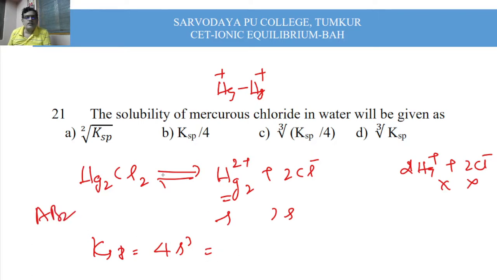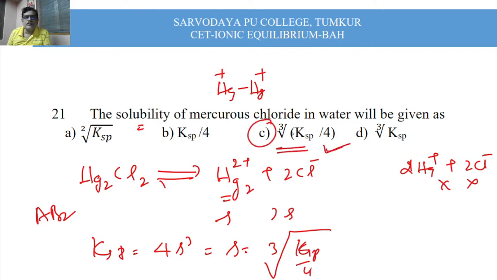Therefore the solubility S, or the value of S, will be the cube root of Ksp divided by 4. We did a problem on this previously. So that is the answer. Here the brackets are given, and the bracket applies to the whole, cube root of Ksp by 4. So C is the answer.